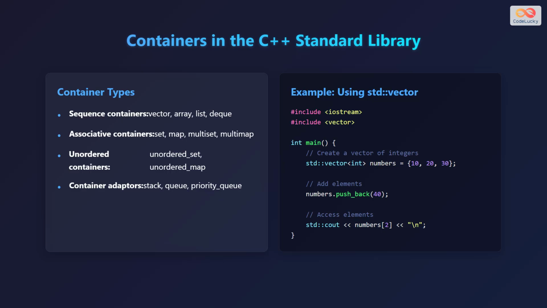Here's an example of using std::vector. First, include the necessary headers, iostream and vector. Then, in the main function, create a vector of integers called numbers, initializing it with the values 10, 20, and 30. Add an element to the end of the vector using the push_back method to add the value 40. Finally, access and print an element using its index.